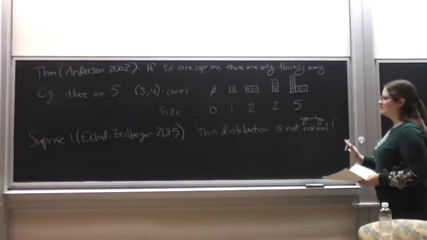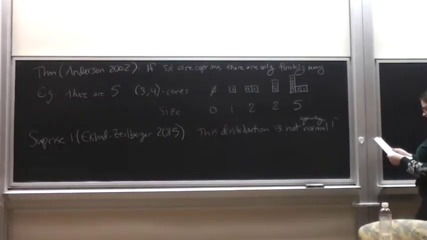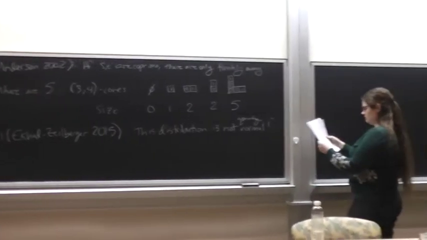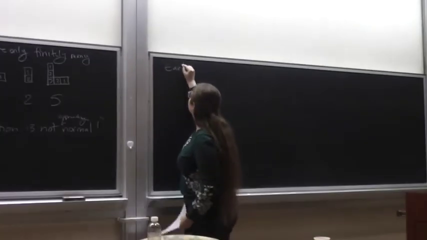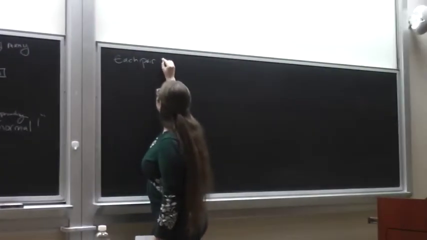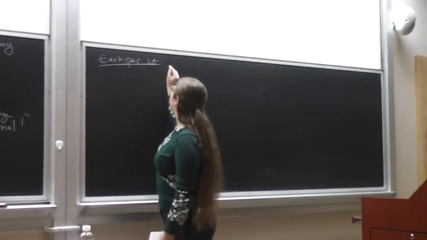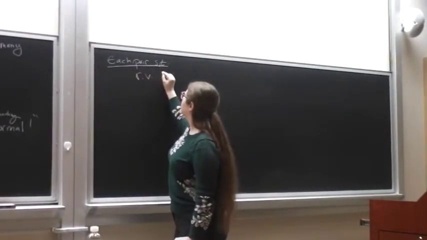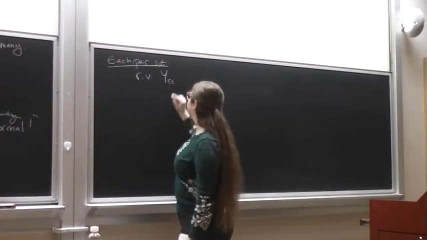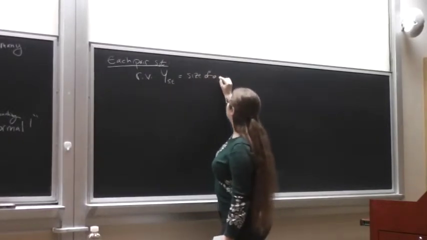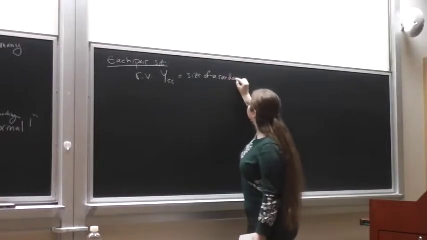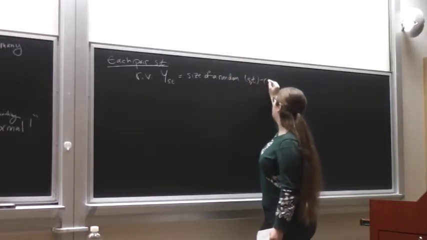Okay, so what specifically am I talking about? What do all these words mean? So more precisely, we think of, for each pair S and T coprime, we get a random variable, Y_ST, which is the size of a random ST core.